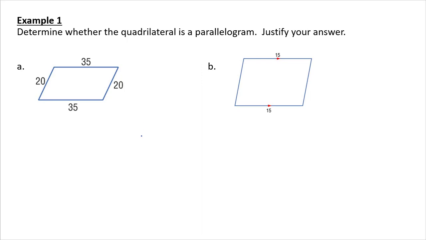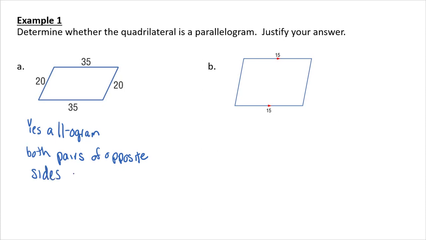Okay, our first example. Determine whether the quadrilateral is a parallelogram. One pair of opposite sides is congruent, the other pair of opposite sides is congruent. So yes, a parallelogram, both pairs of opposite sides are congruent.